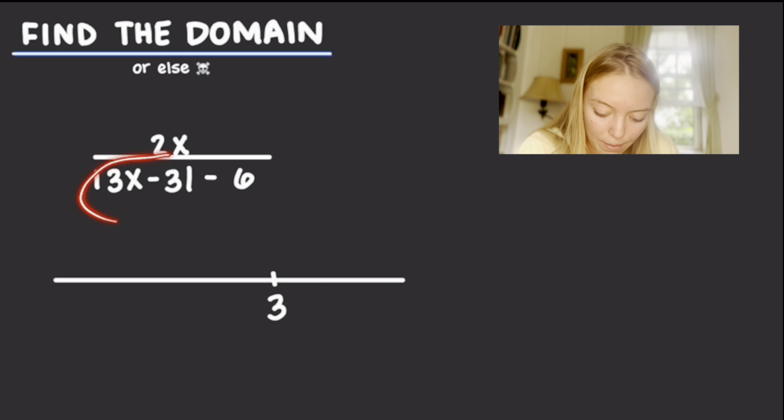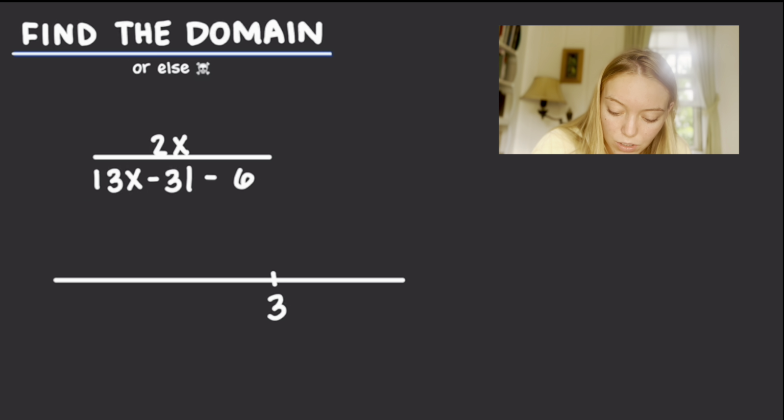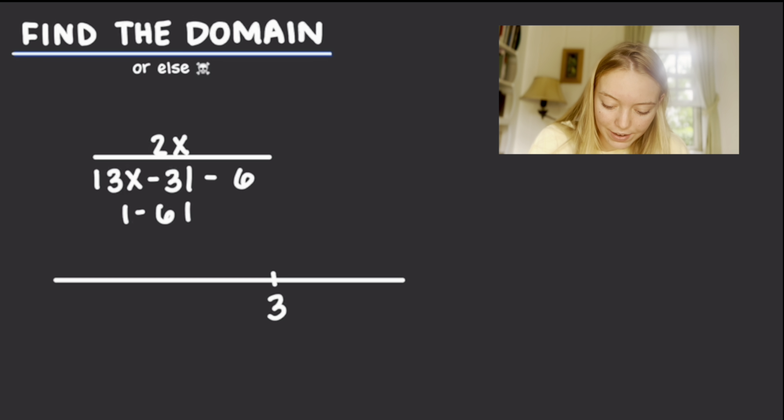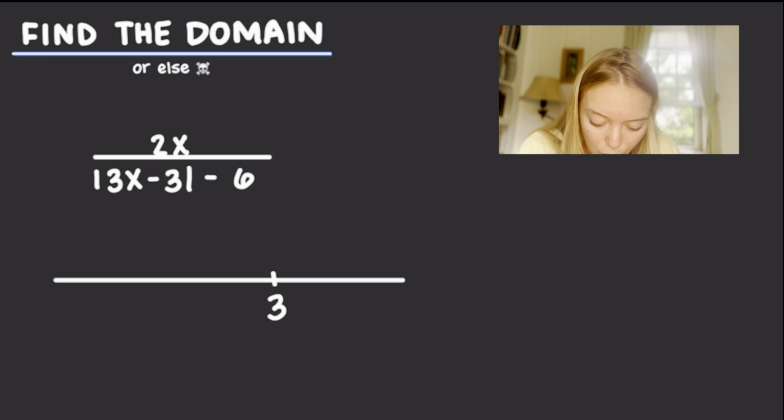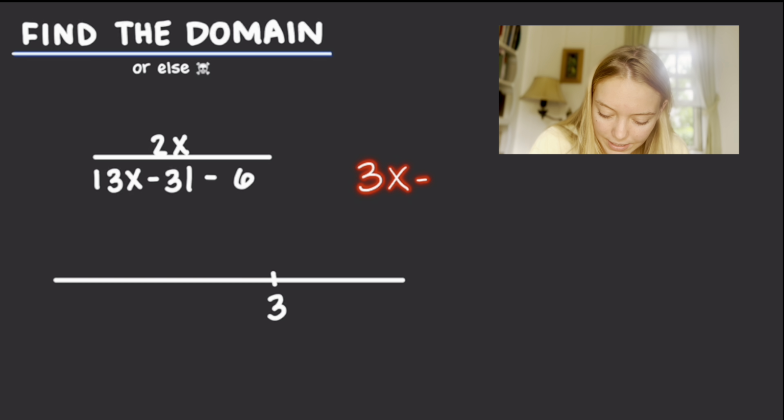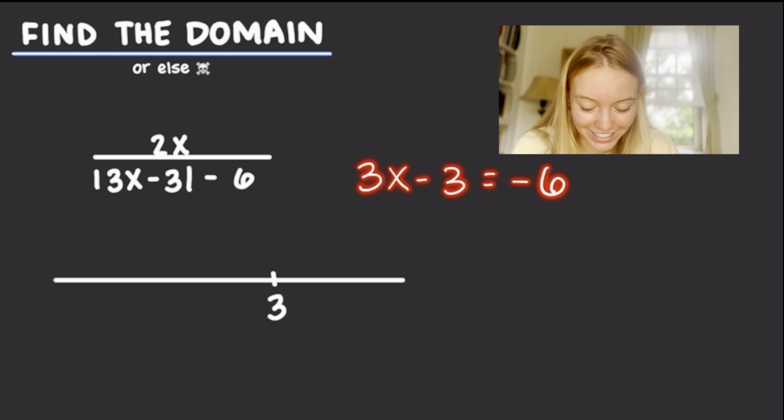But remember, for absolute values, it also can't be -6, because the absolute value of -6 minus 6 is still going to equal 0, because the absolute value gets rid of the negative sign. So we need to solve 3x minus 3 is equal to -6, because that answer is also going to make the denominator 0.